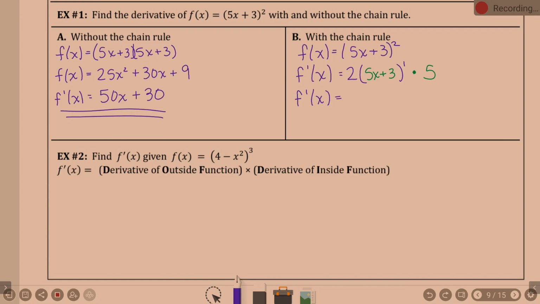Are we seeing it? If we go ahead and put together 2 times 5, 2 times 5 is 10 times 5x plus 3 to the first, but I don't really need the first, do I? And if you distribute the 10, we're going to have 50x plus 30, yes? Okay, now, on this one you may be like, ugh, that was annoying, that was more work, it made me think more. Okay, but there are times that it's going to be the way to go, okay?